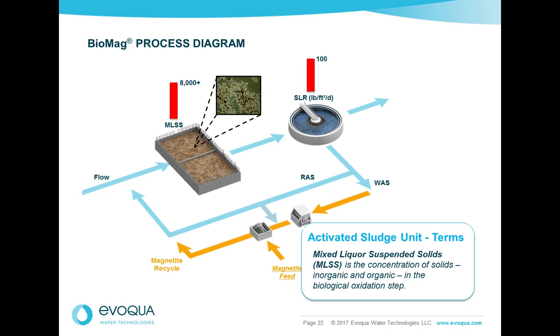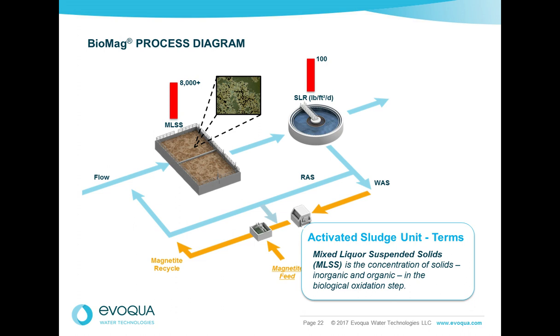A typical BIOMAG installation is a retrofit of an existing activated sludge unit. Magnetite powder is introduced into the RAS, the return activated sludge, and it embeds into the floc within the biological aeration basin. The magnetite is recovered from the wasted sludge and then reintroduced back into the RAS.